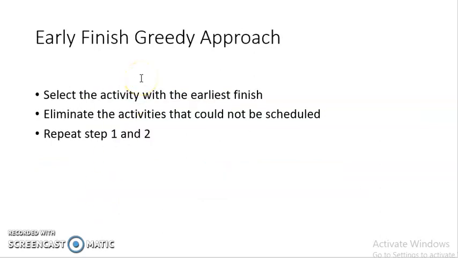So this is the actual solution. You have to select the activity which finishes earliest, and you eliminate the activities that do not follow the compatibility constraint and cannot be scheduled, and you keep on repeating these steps 1 and 2 until your list of classes is empty.